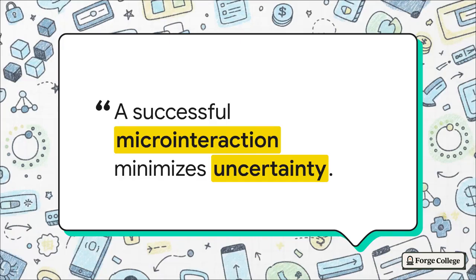I want to leave you with this really powerful concept that summarizes everything we've drawn up today. A successful micro-interaction minimizes uncertainty. That right there is the absolute foundation of user trust. By bridging that gap between a user's click and the blockchain's confirmation, you are telling the user, hey, I've got you. The system is working.